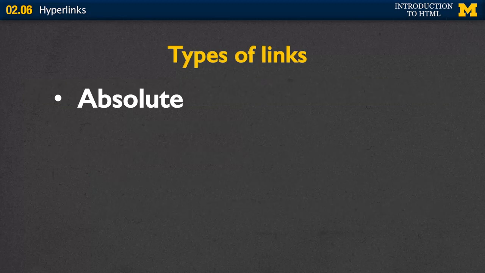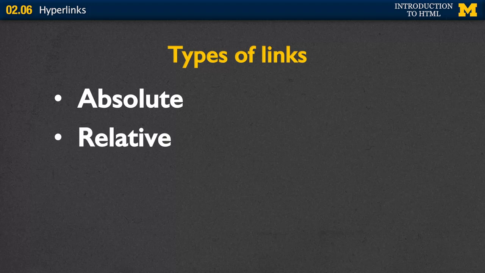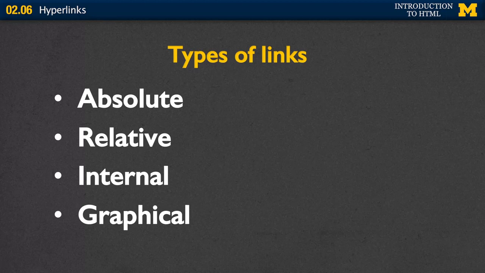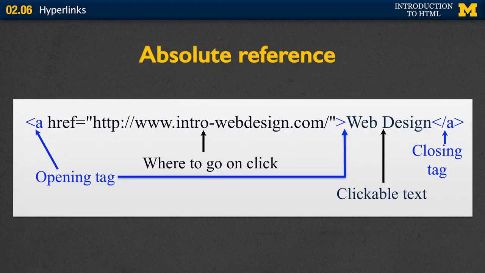So what types of links can we have? Some of the most common are called absolute links. We also have relative links, internal links, and graphical links. And I'm going to show you an example of each one of those. With an absolute reference in the href section, we need to put a fully formed URL. You need to have the HTTP or HTTPS, the address, and any type of extra document name you want.